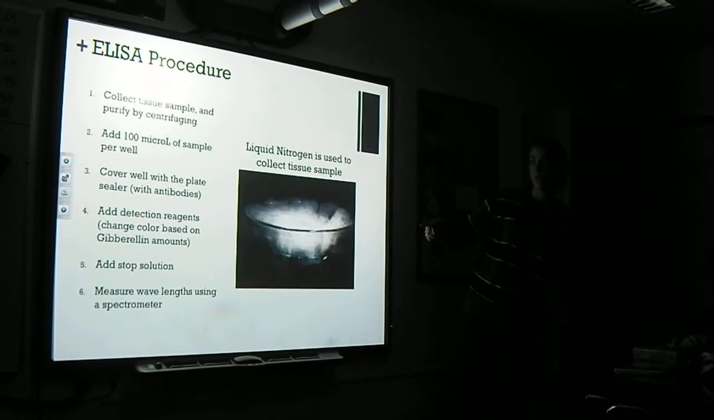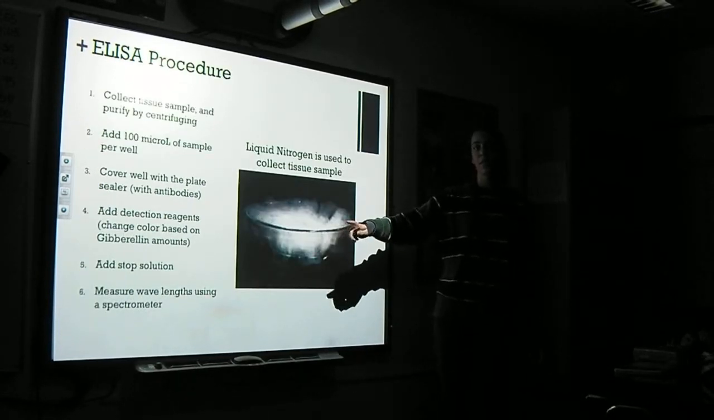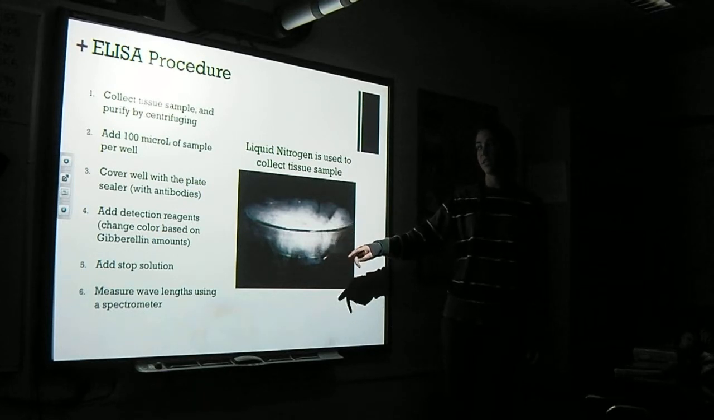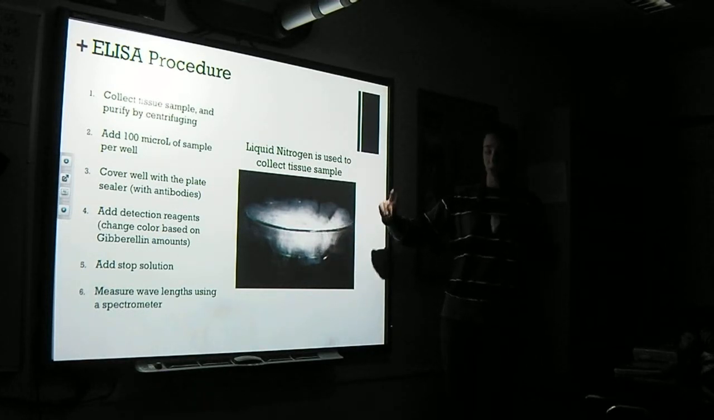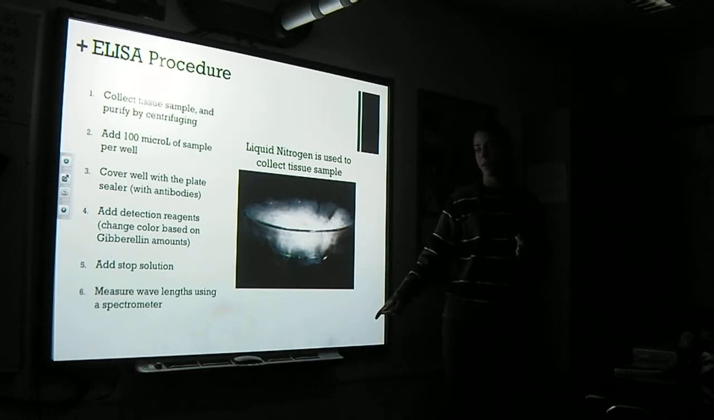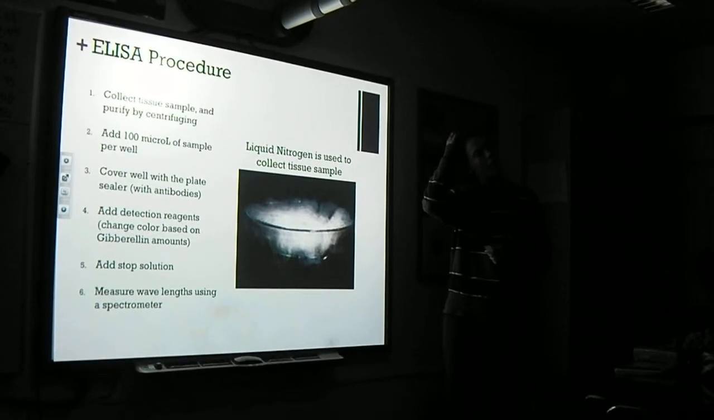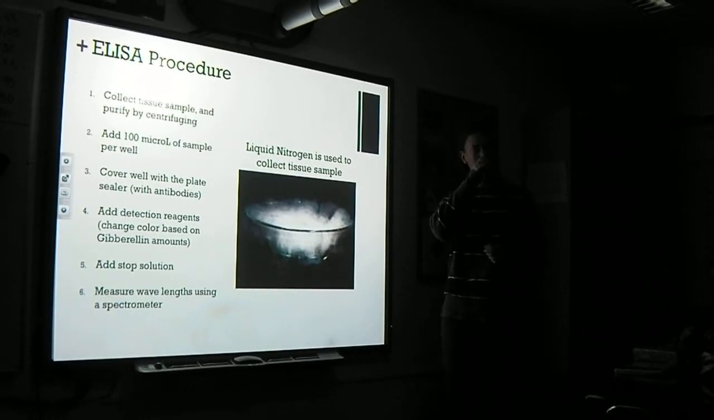So when you add the detection reagents, based on what the reagent is, it will change color, and it's again relative binding, and then you use a spectrometer to measure the wavelengths of the color. So it's not just detecting presence or absence, it's also detecting quantity? Yeah. Okay.